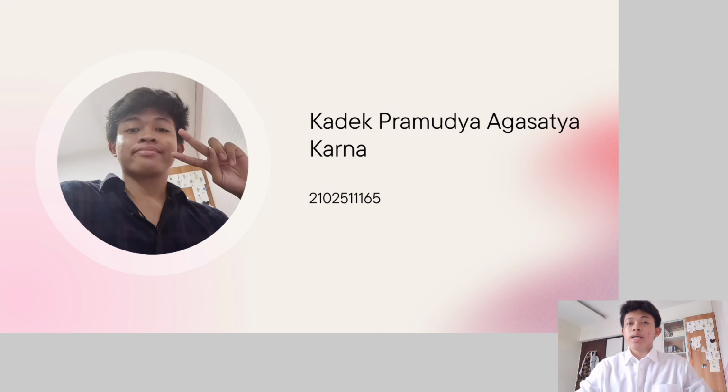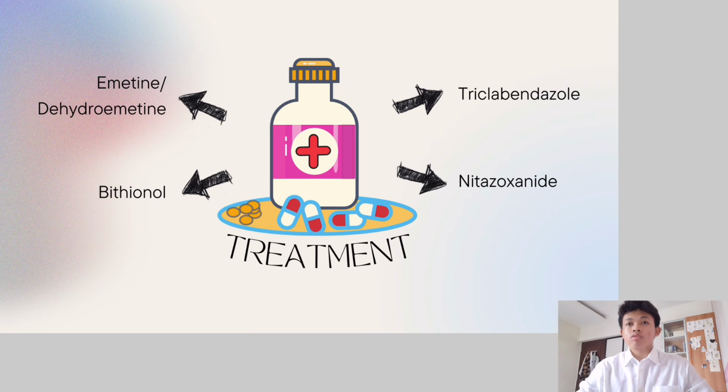My name is Kadek Pramudia Agastecana, and now I will continue the presentation with treatment for fasciolitis. Many drugs are used to treat human fasciolitis. The first one is emetine, or the better tolerated dehydroemetine, which was used widely in the past and is still used today. The second one is bithionol.